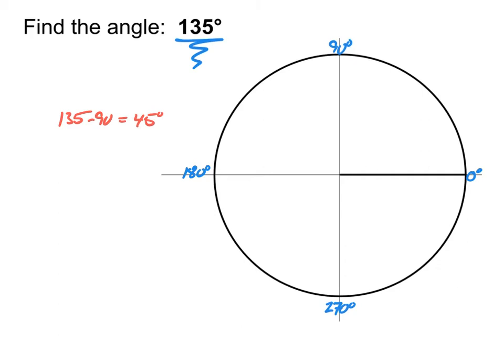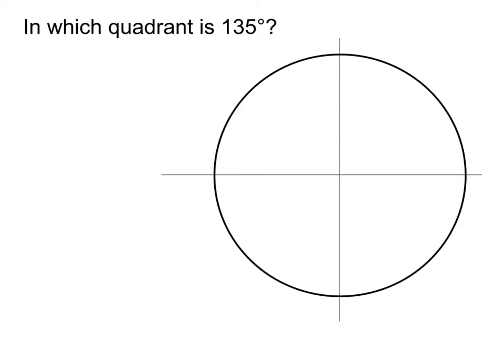And so that would tell us that it's exactly 45 degrees past 90, which is exactly half of 90. So it's cutting that part right in half. So that's where 135 degrees would be.